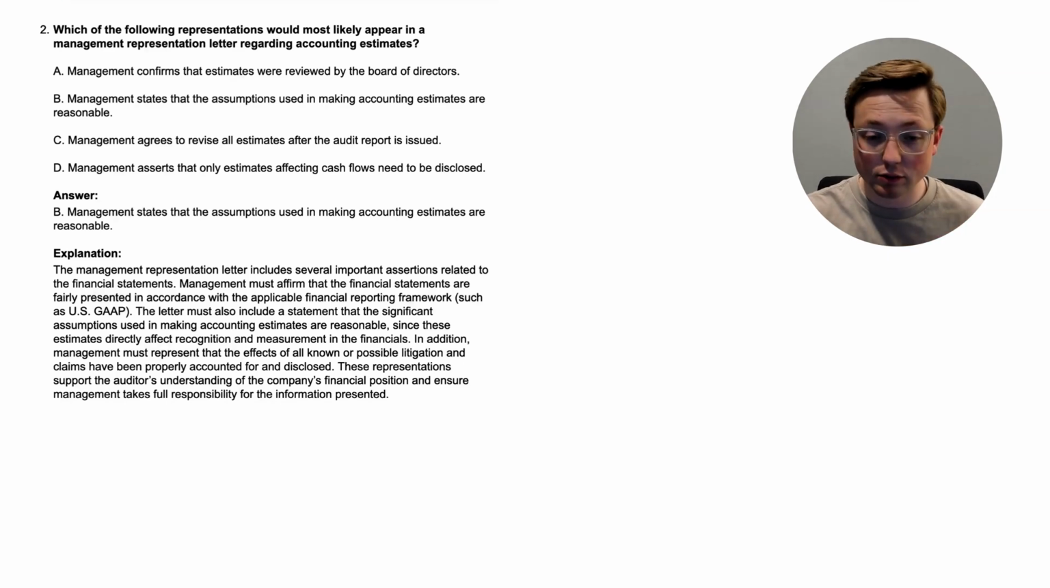We learned that it has to have a statement about significant assumptions, that it has to have a statement about the possible litigation and claims, and it has to have information about the assumptions that the management used for accounting estimates. So again, those are the kinds of things that are going to be in the management representation letter that is going to be communicated to the auditor. Now with that, let's go to the next question.